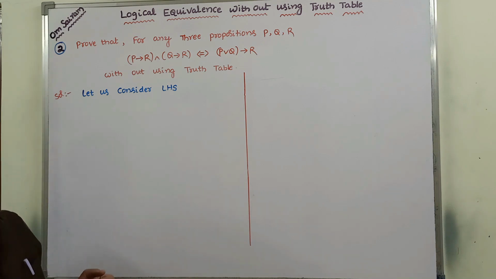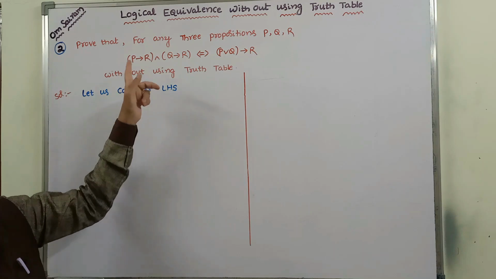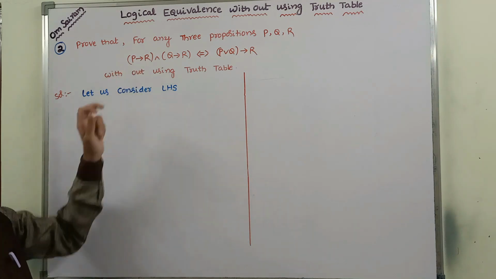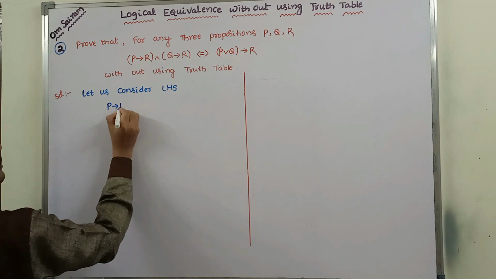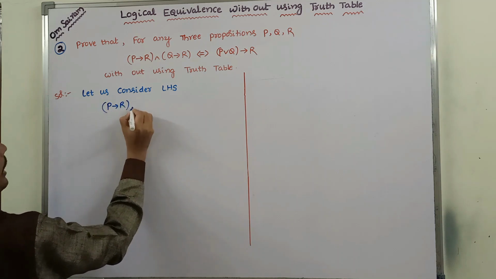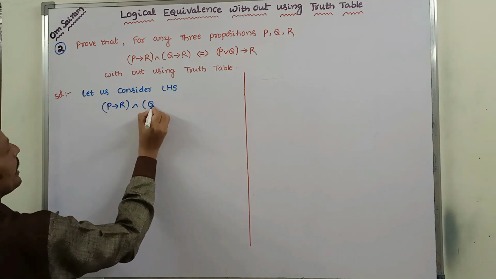For that, I am taking the LHS part. That one is (P → R) ∧ (Q → R).